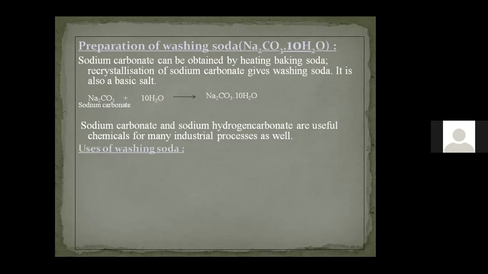So what are all the uses of washing soda? The first use of washing soda is in the glass, soap, and paper industries. That is sodium carbonate decahydrate, called washing soda. Washing soda is used in the glass, soap, and paper industries.